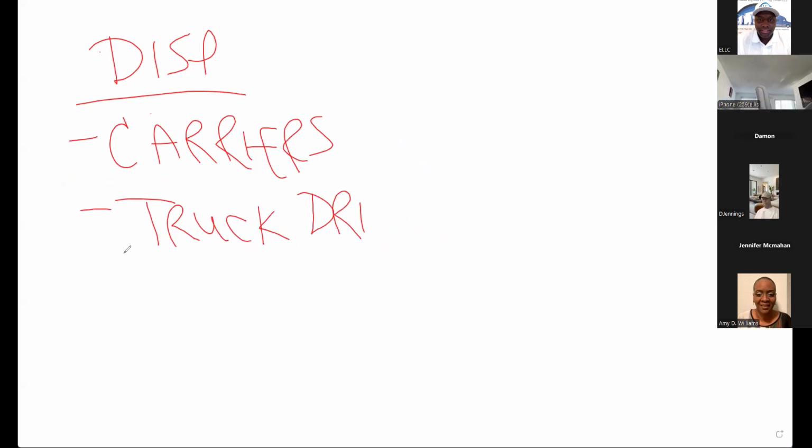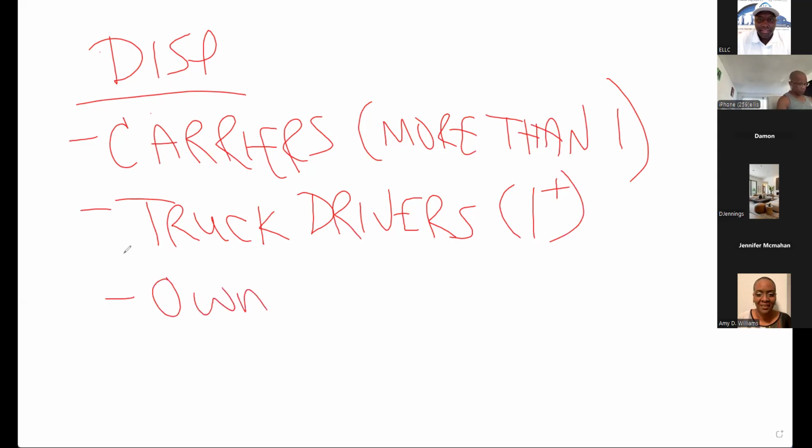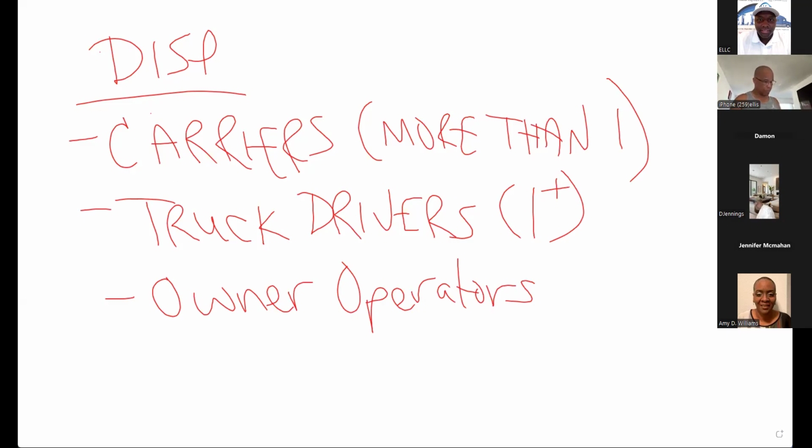Carriers means more than one. A carrier company has a fleet of trucks. If you dispatch for a carrier company, they have a small fleet, 3 or better. So more than one. Truck drivers could be one or many, and owner operators, same thing. An owner operator can have a fleet of trucks for their company. But in any case, these are the individuals that you are targeting.